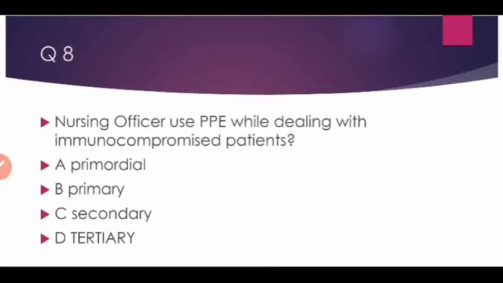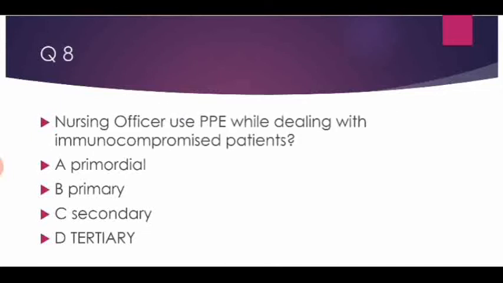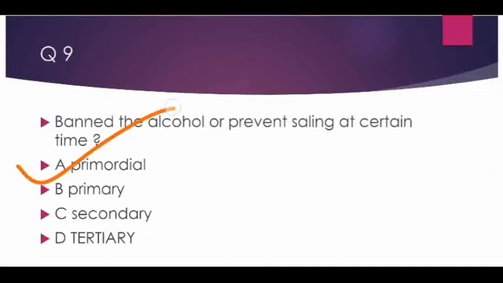Then next question: a nursing officer uses PPE while dealing with an immunocompromised patient. Which kind of prevention is used here? Here our right answer is primary level of prevention. Okay. Next question: banning alcohol or preventing its sale at a certain time, which level of prevention does it include? So here our right answer is primordial level of prevention. Banning of alcohol is included in primordial level of prevention.